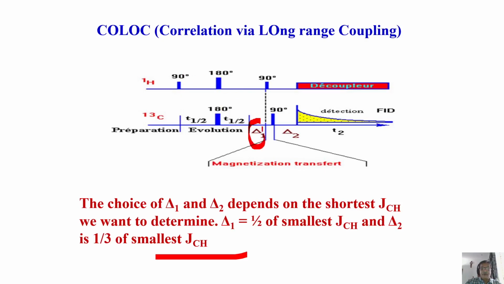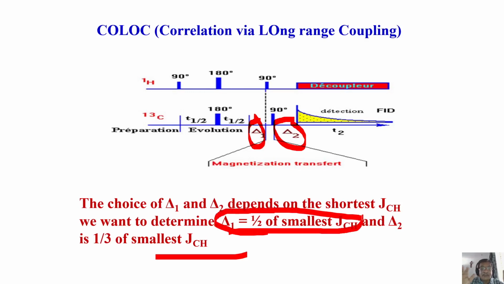The only thing you are going to do is put a small delay just before and after this pulse. That delay you can choose, optimizing it for the smallest coupling between proton and carbon.